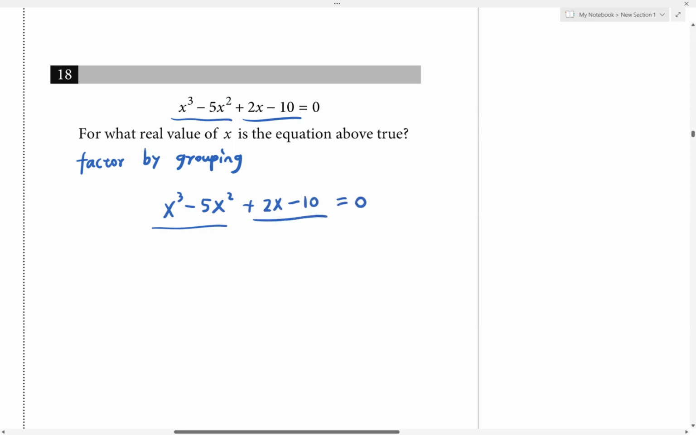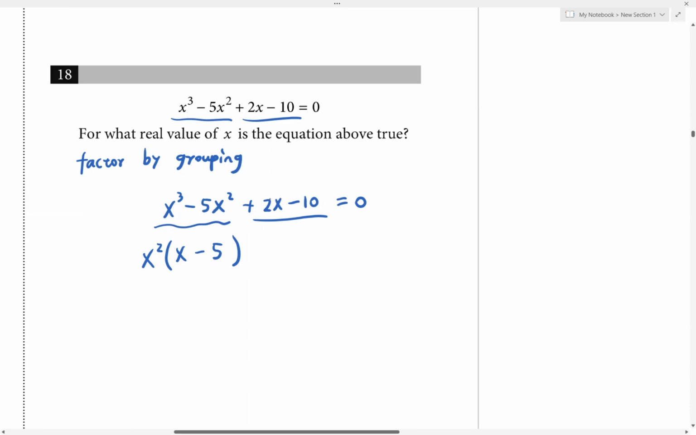For our first group, we'll have to check the 2 terms, x cubed and minus 5x squared, to see what common factor we can bring out. They both have x squared in common, so we can pull out an x squared in front. What we have left is just x and then minus 5. If we factor out x squared, we should have an x minus 5 left.